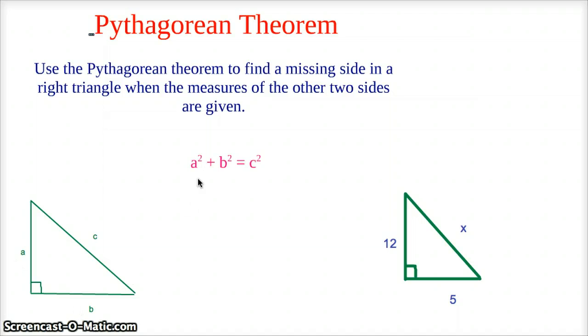Hence, from there, you come up with the Pythagorean theorem, and again, the sum, which means addition, of the square of each leg is equal to the hypotenuse squared. And again, the A and the B are the legs, the C is the hypotenuse. So let's consider an example.